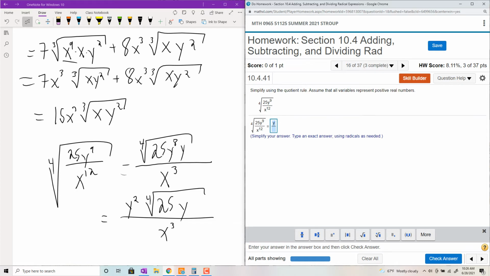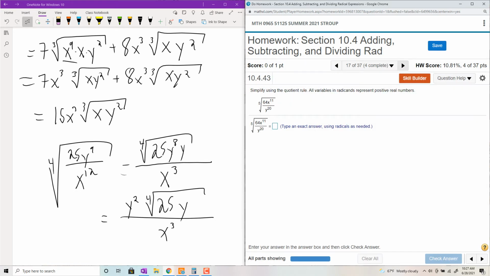Fraction y squared, backslash nert, fourth root of 25y, all over x cubed.